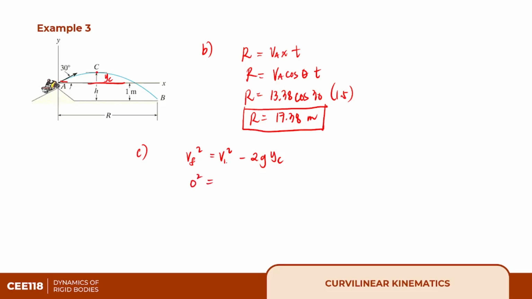And then yung V1 initial velocity is actually your initial velocity y component, or that is v a y. In other words, that is v a sine theta. Now, yan yung gagamitin natin. So that is equivalent to 13.38 sine of 30 squared minus 2, and then we have here 9.81. Again, yung yc natin would be equal to h minus 1.